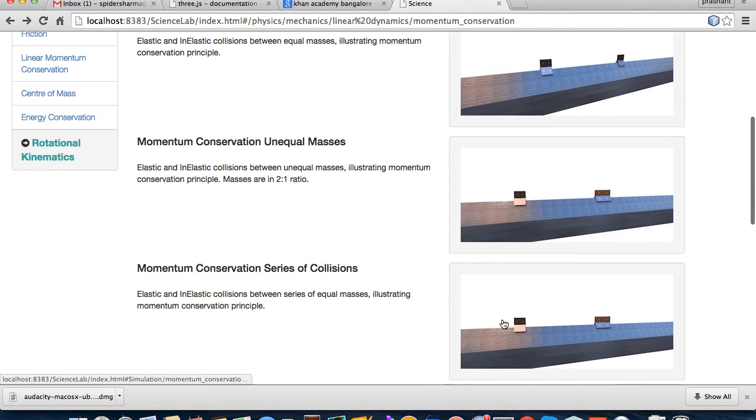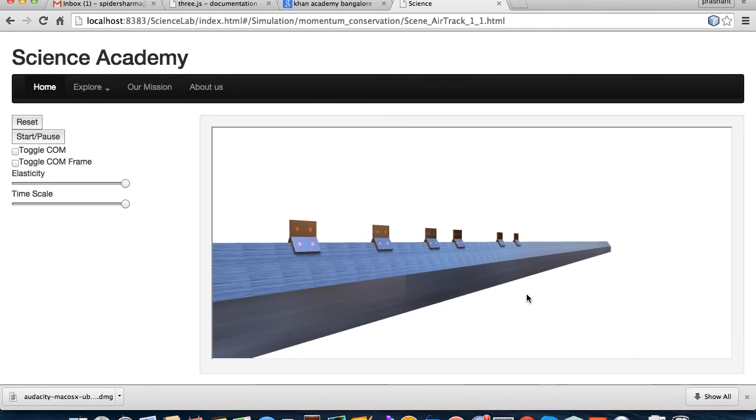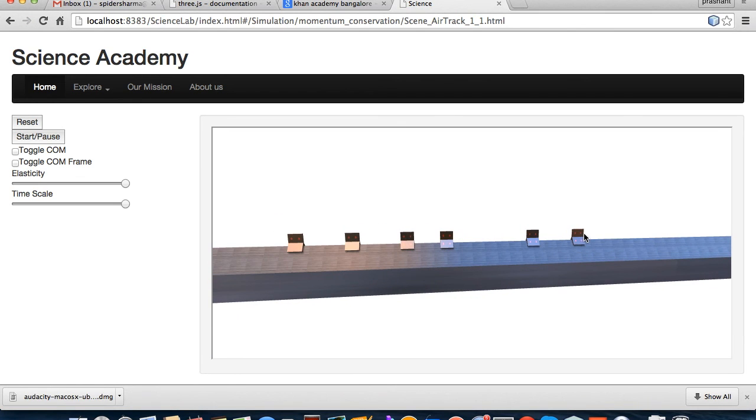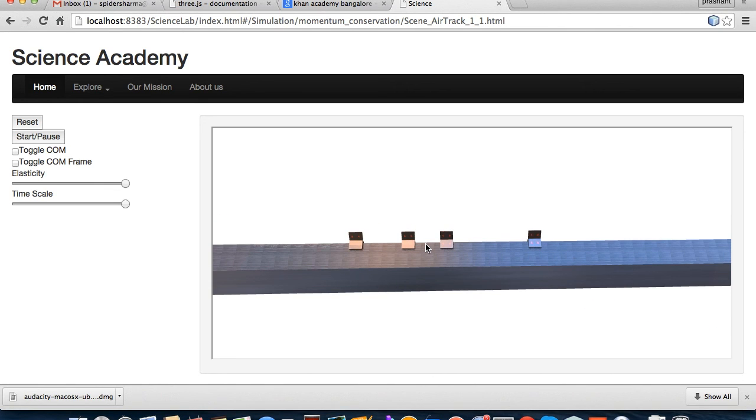Let's see a more interesting example with a series of bodies, where we give initial velocities to this body and this body. Again, momentum is conserved. Here we can calculate the momentum before the collisions and the momentum after the collisions, and verify that the momentum is conserved.